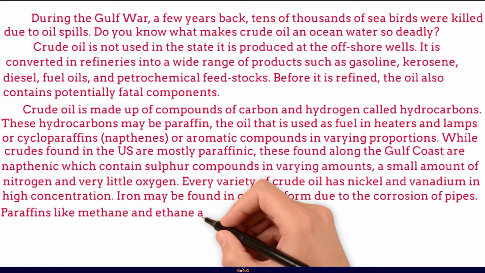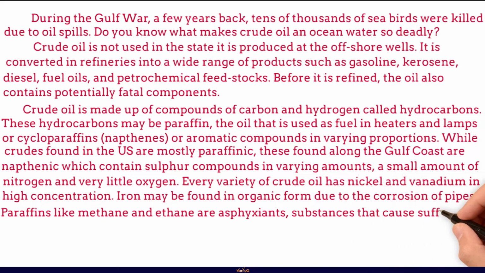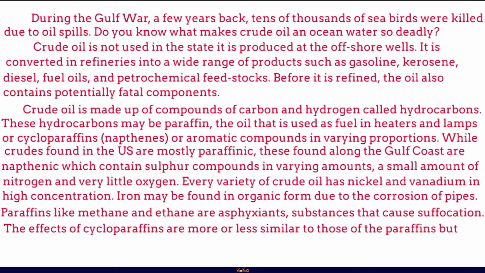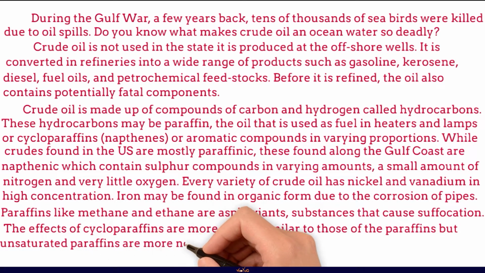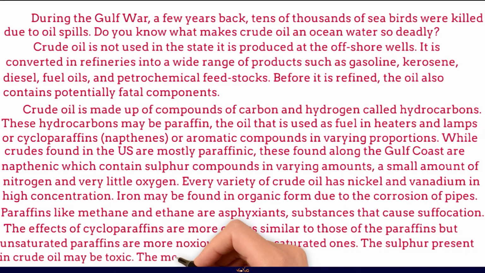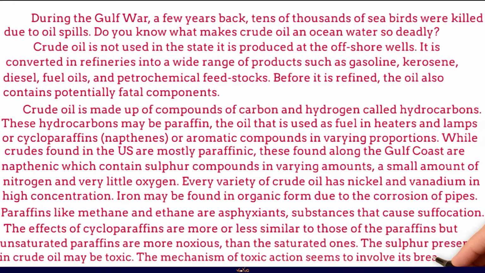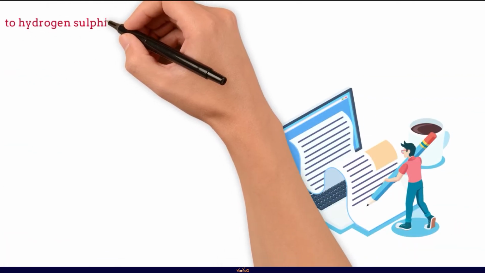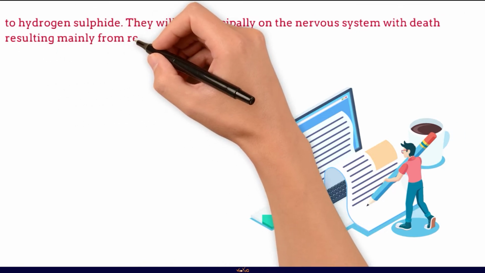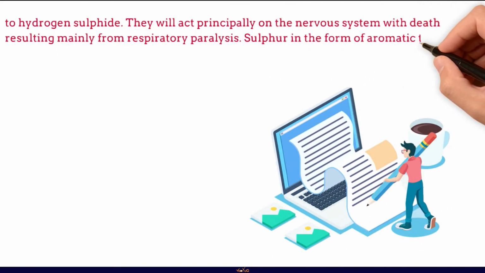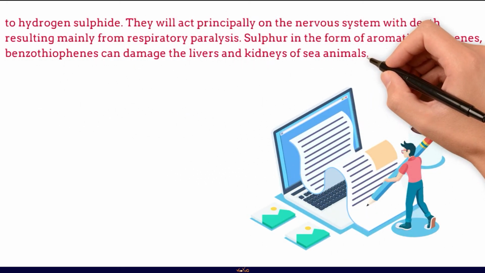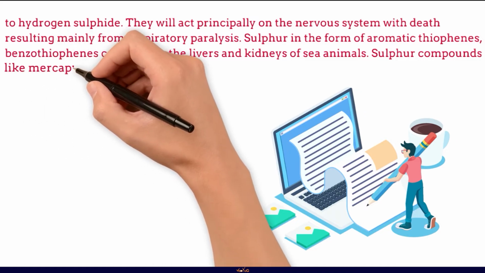Paraffins like methane and ethane are asphyxiants, substances that cause suffocation. The effects of cycloparaffins are more or less similar to those of the paraffins, but unsaturated paraffins are more noxious than the saturated ones. The sulfur present in crude oil may be toxic. The mechanism of toxic action seems to involve its breakdown to hydrogen sulfide. They will act principally on the nervous system, with death resulting mainly from respiratory paralysis. Sulfur in the form of aromatic benzothiophenics can damage the liver and kidney of sea animals. Sulfur compounds like mercaptans can be very dangerous too.